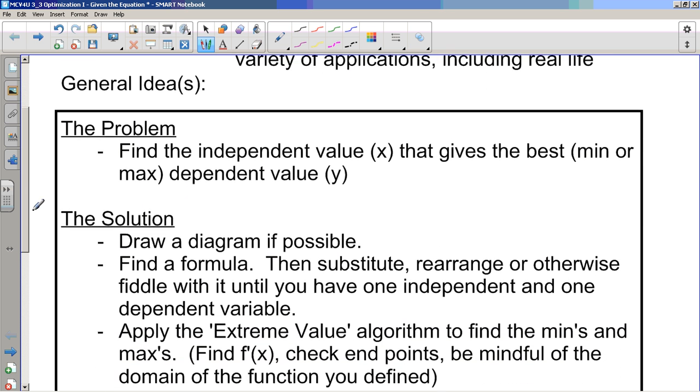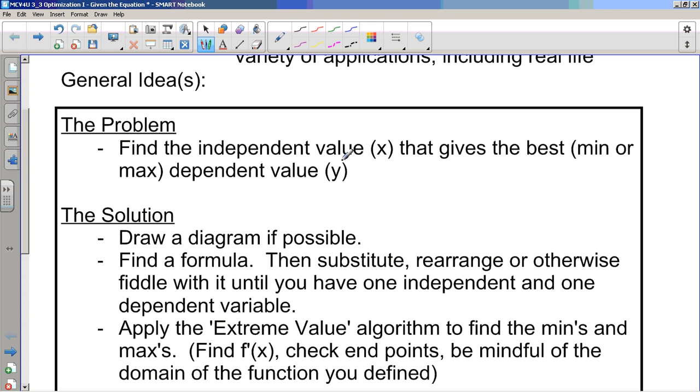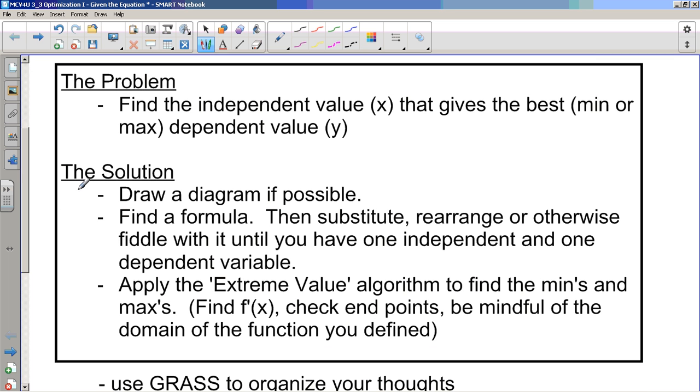Hopefully you've got this in front of you. The problem is to find the independent value that gives you the best, which might mean the minimum or maximum dependent value, whatever x and y might be, and we'll see lots of examples. So the solution: we draw a diagram if possible. It might not be possible. We want to find a formula, and that will depend on what type of problem we're dealing with in the next few days.